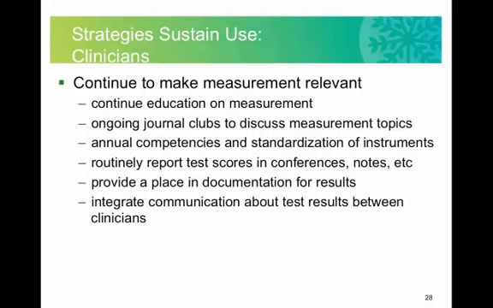Include annual competencies and standardization of instruments that your clinicians are using regularly. Ask your clinicians to routinely report test scores and conference on notes and so forth. Provide a place in the documentation for the clinicians to provide the patient's results of their outcome measures. And then also integrate communication about test results between clinicians as they are handing off patients from one staff member to another.